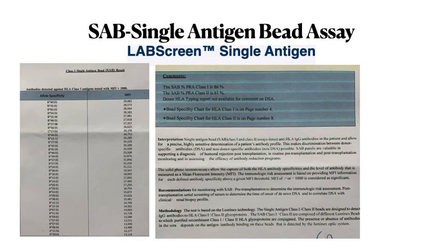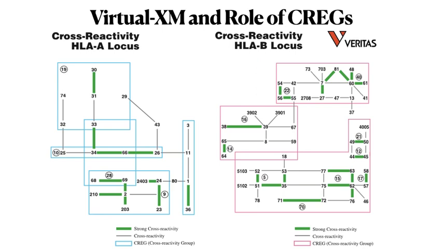This is an example of a class 1 antibody, including C. The next one shows the calculated PRA for class 1 and the calculated PRA for class 2. So basically this is how a printout looks. And this is a very interesting slide.